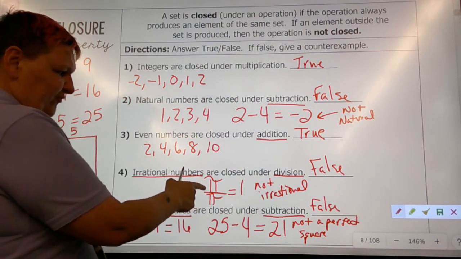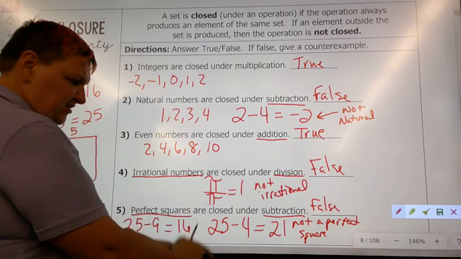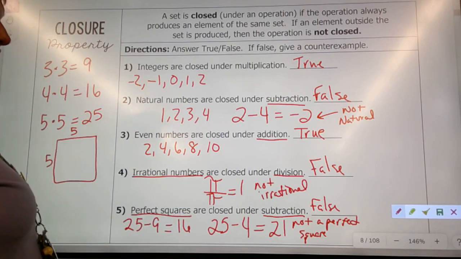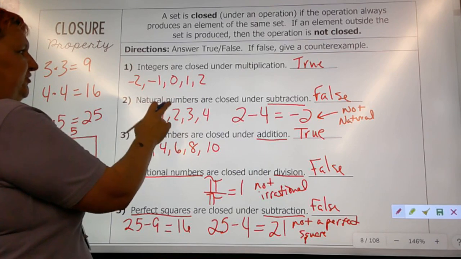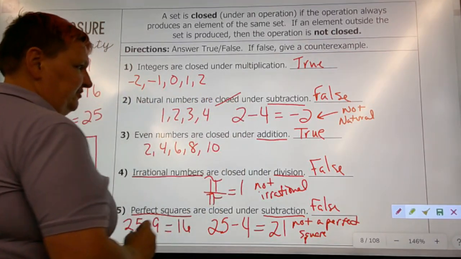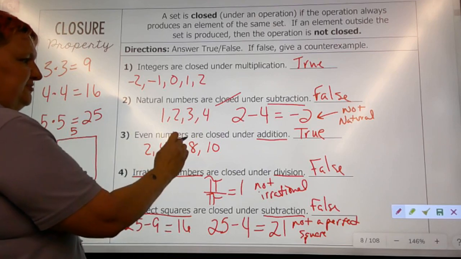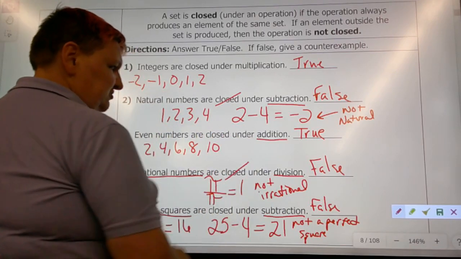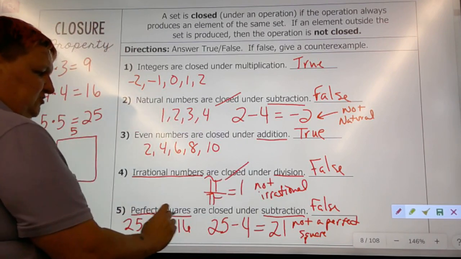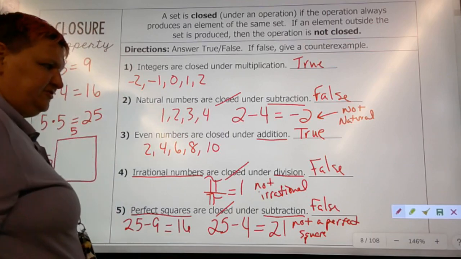This was our example for rational numbers. This was our example for perfect squares. All you need is one example to prove it wrong, and it's false. So, integers are closed under multiplication. Natural numbers are not closed under subtraction. Even numbers are closed under addition. Irrational numbers are not closed under division. And perfect squares are not closed under subtraction.